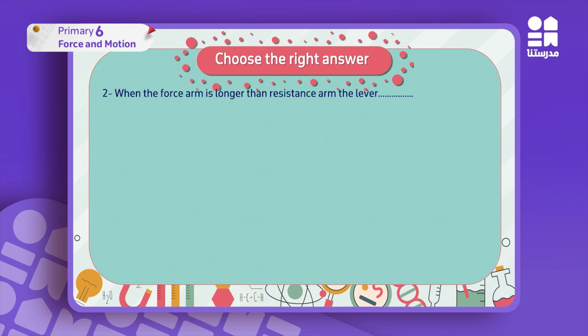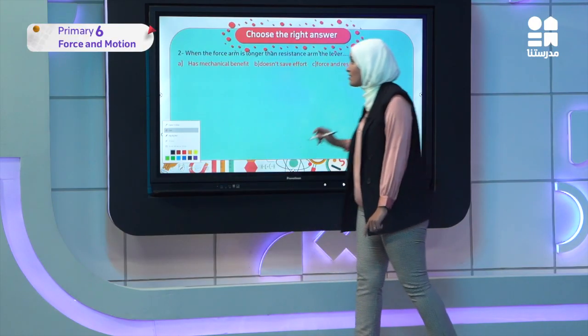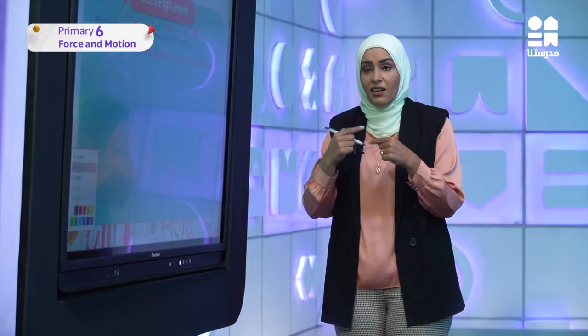Question number 2. When the force arm is longer than resistance arm, the lever has mechanical benefit, doesn't save effort, force and resistance are equal. طيب تعالوا نترجم السؤال في الدرافت بتاعي برضو. لازم تبقى فاهم الأسئلة كويس جدا. مش عايزة حد خالص يحل من غير ما يفكر.